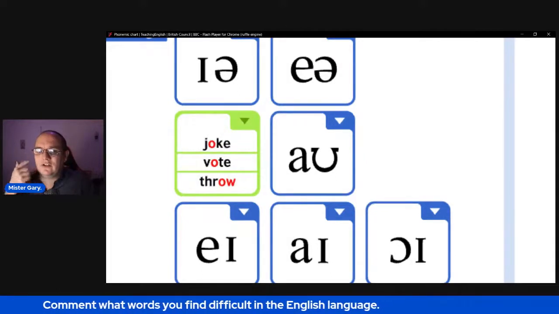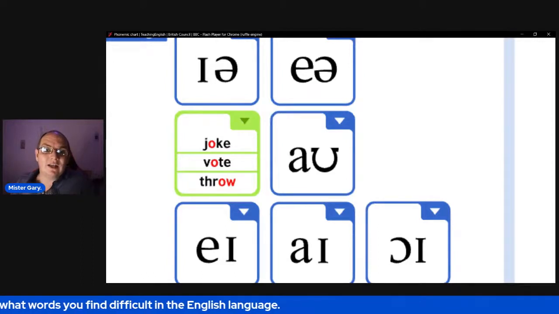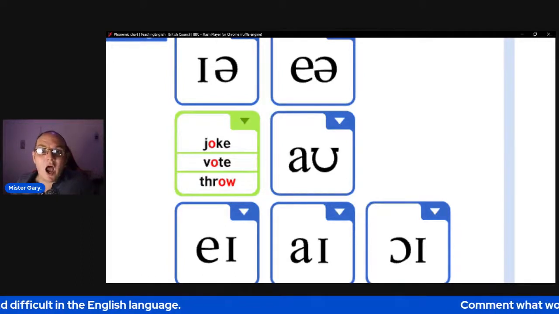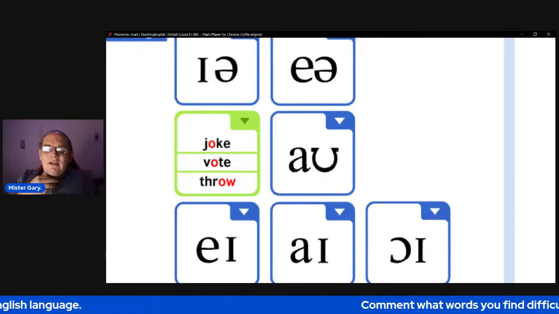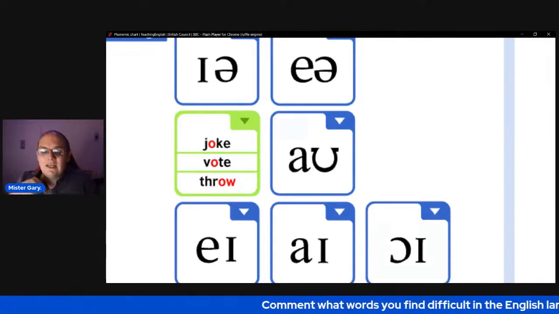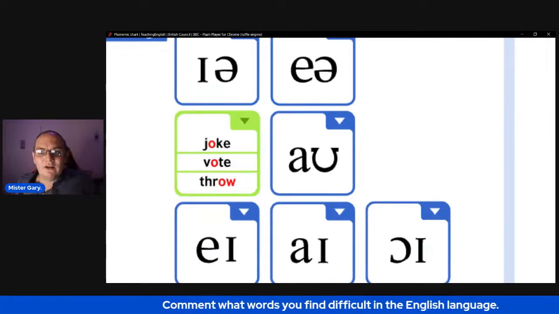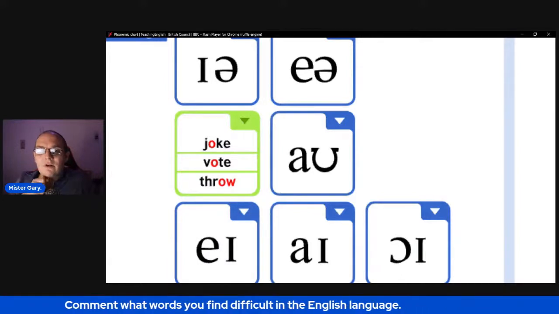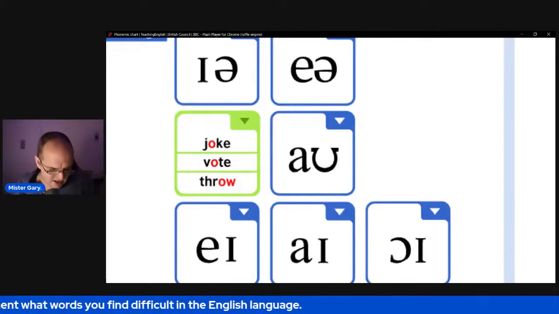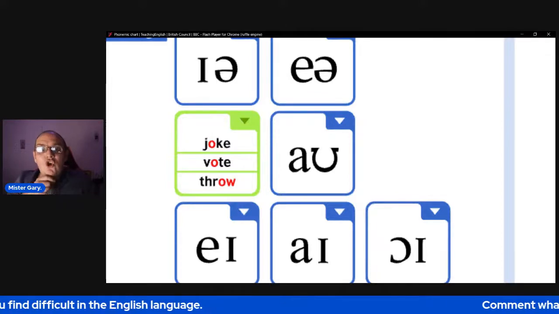Now we move on down here, oh. Notice this is the O, exactly as it sounds in the alphabet. So the jaw here begins in the bottom position. Pull that jaw down a lot.